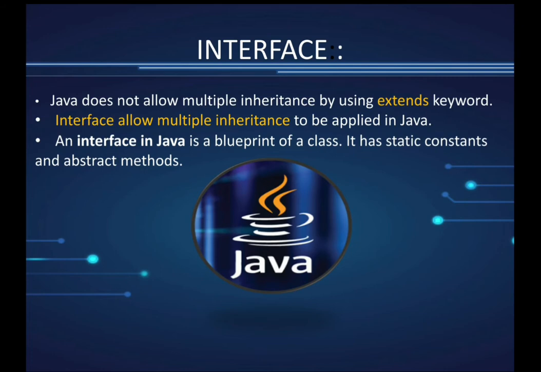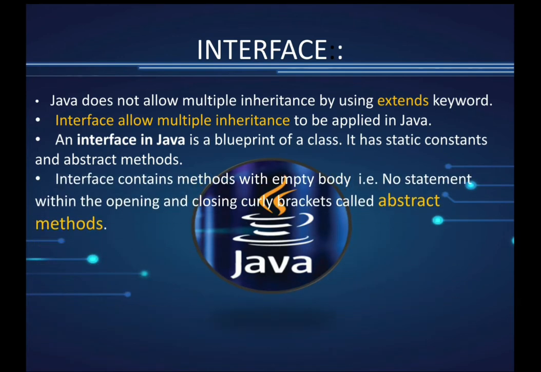It also contains data and functions, but data should be static and constant, and methods should be abstract. Abstract means a method should be incomplete, containing only the prototype without any function body. You have only the prototype of that function in the interface. An interface contains methods with an empty body, that is, no statement within the opening and closing curly braces. That's why it is called an abstract method.